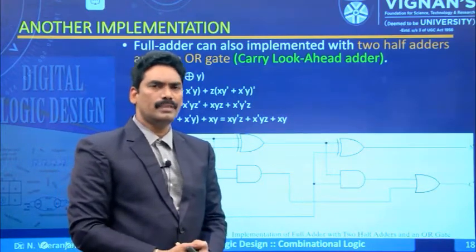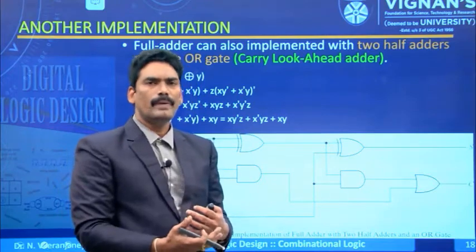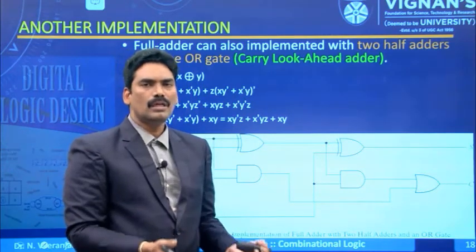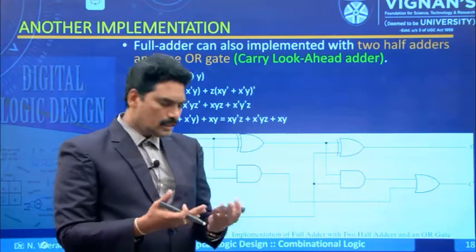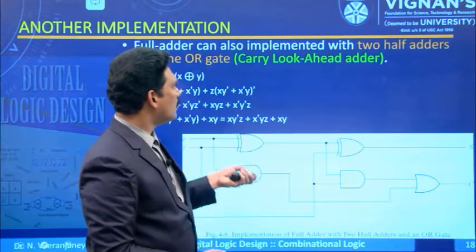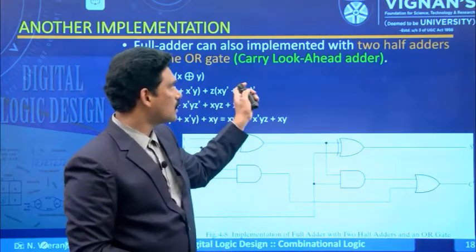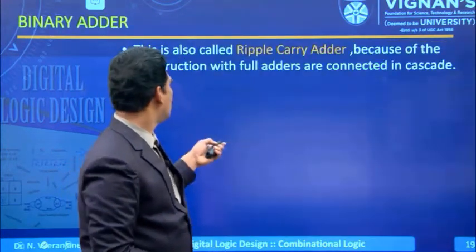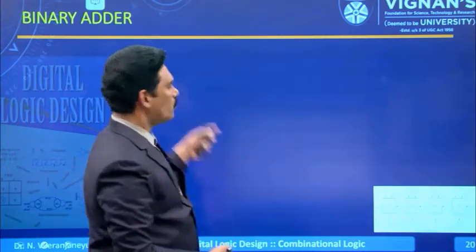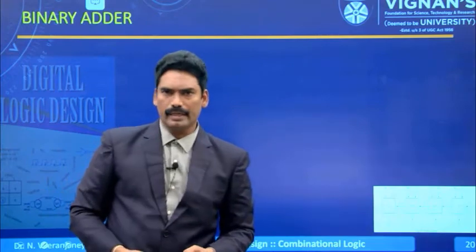Now we are building circuits based on logic gates only, simple logic gates: AND gate, OR gate, and we are using NOT gate. So this is a full adder and a half adder. Now see here, we are going to discuss carry look ahead adder later. Now we are going to discuss binary adder.